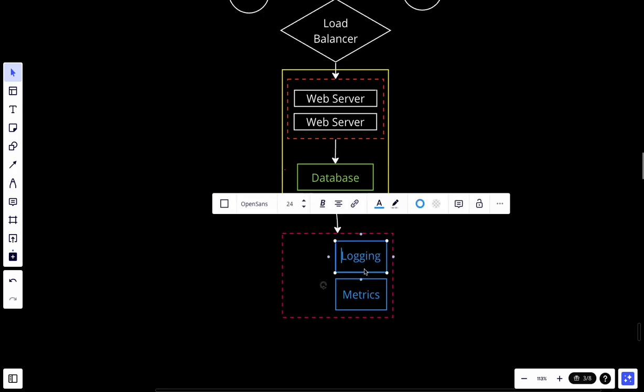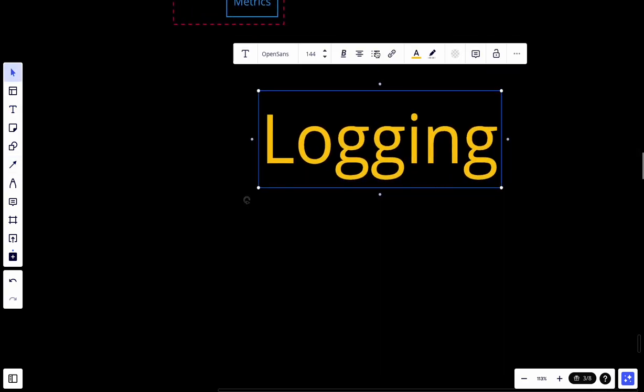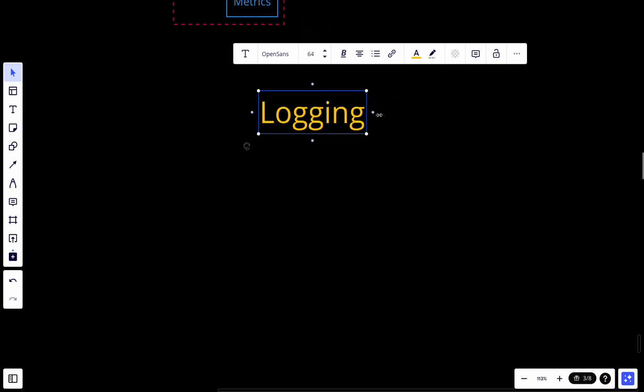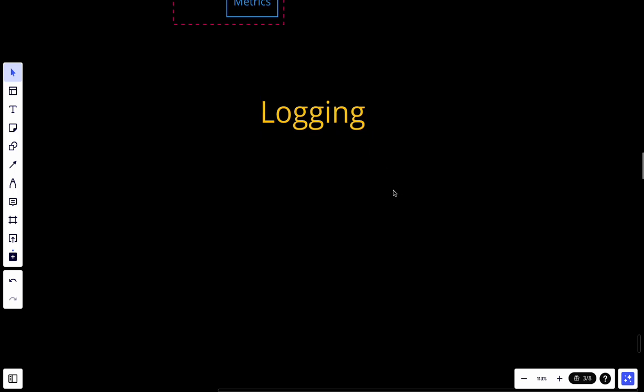However, let's take it deeper. Let's take it deeper first for the logging.